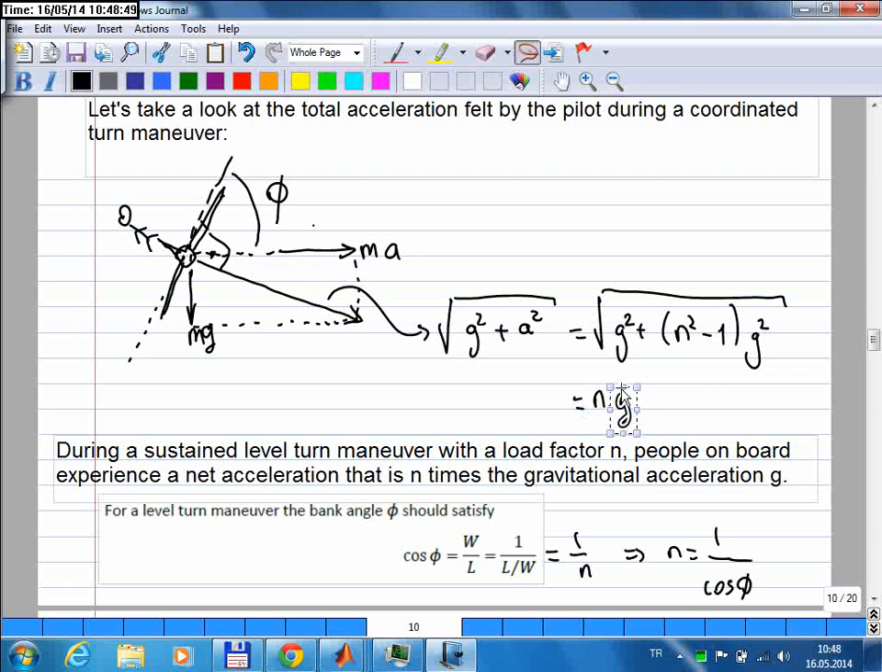If you are making a turn maneuver with a load factor of 5, then during that maneuver you will experience an acceleration that is 5 times the gravitational acceleration. That means your body feels like it is 5 times your regular weight. So for a 60 kilogram person, that will be 300 kilograms during a 5G maneuver.